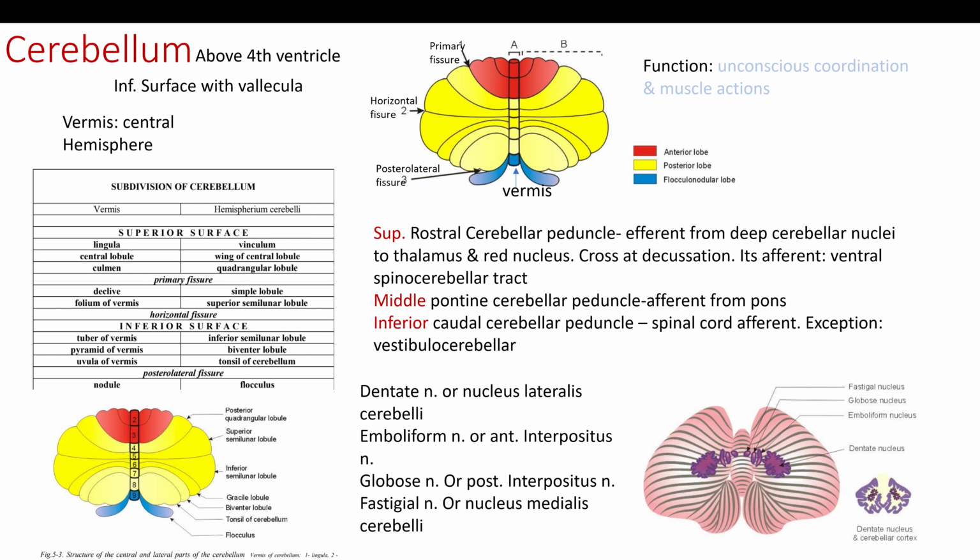Then we have the nuclei, the dentate nucleus, or nucleus lateralis cerebelli. It is the largest, most lateral of the cerebellar nuclei. It is tooth-like and it has a hilum. There's the emboliform, globose, and fastigial nuclei, the latter named due to its location near the fastigium of the fourth ventricle.